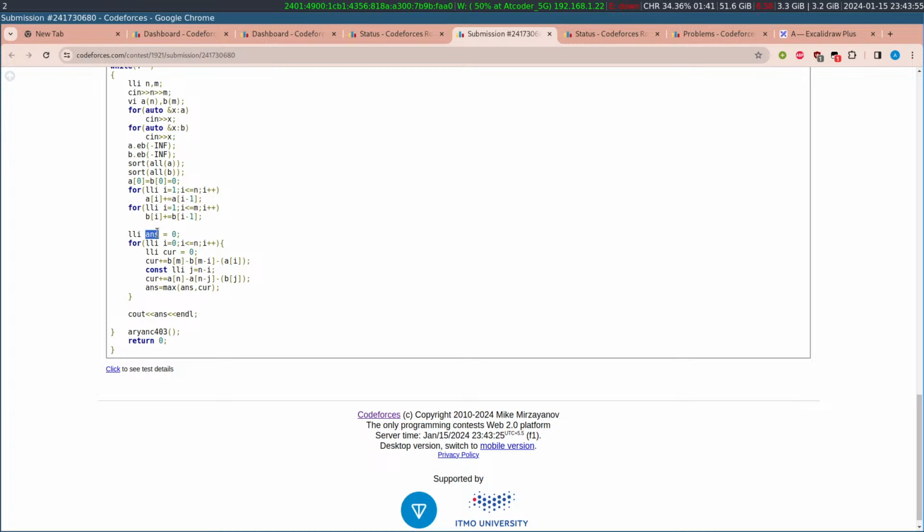Now I am maintaining the answer, the maximum difference possible, if I fix the number of smallest numbers I have to take. Here I am taking AI as the sum of the smallest I numbers, and BM minus I would be the sum of the largest I numbers in B, and J is the number of elements where the other type of inequality holds. So here I take the sum of the largest J numbers in A, and the sum of the smallest J numbers in B, and at last take the maximum of this and print it.